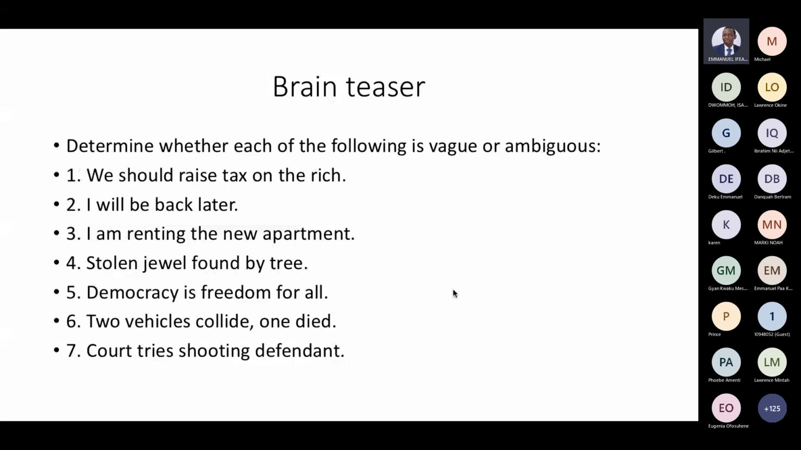Number five, we've done number five. We saw number five during our class. Democracy is freedom for all. So let's skip number five because we already know that. Number six, two vehicles collide, one died.